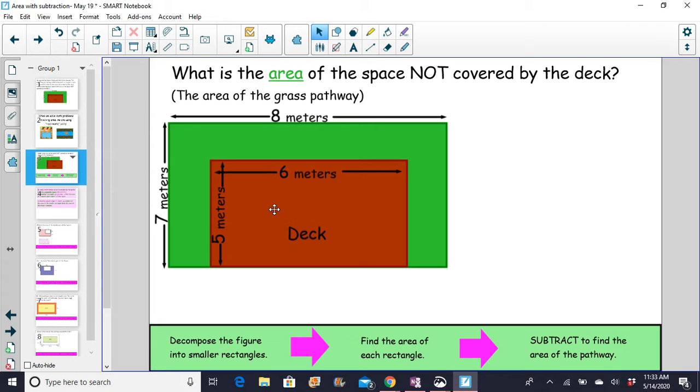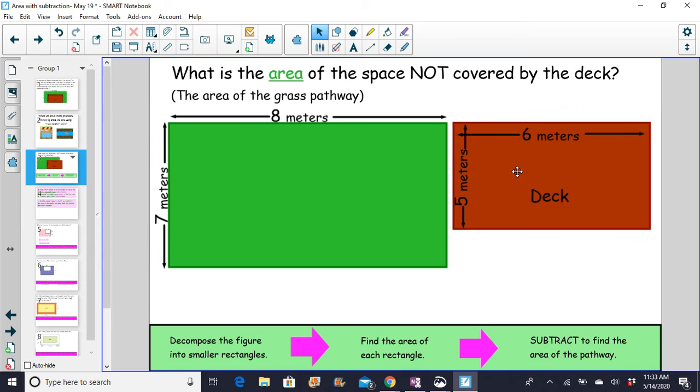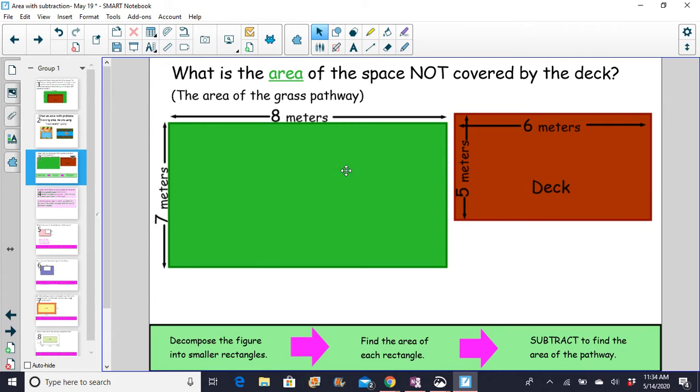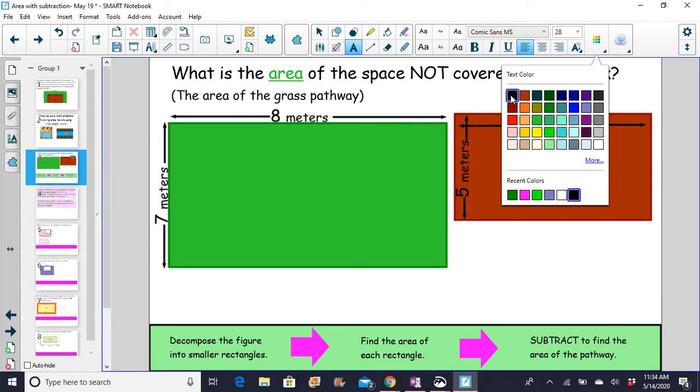Okay, so as with any other kind of composite figure, our very first job is to separate out the rectangles. And then we're going to find the area of each rectangle. This is just like what we've been doing. So we'll find the area of each. I'm going to go ahead and do that right now. So my yard area, which is represented by the green rectangle, that's going to be my parents' yard.